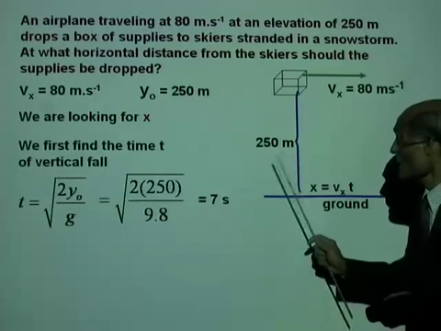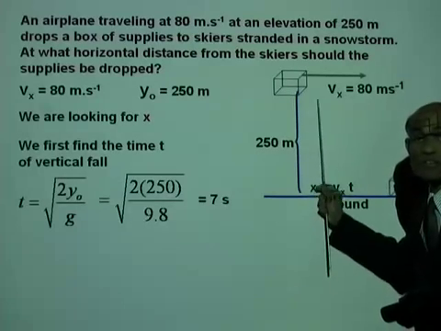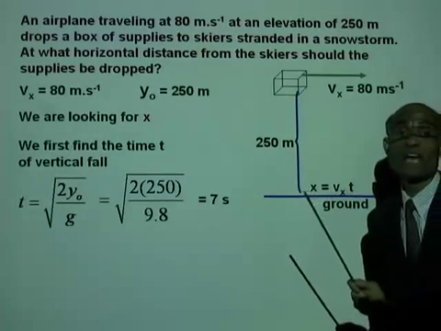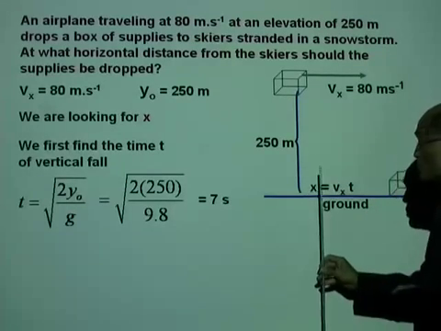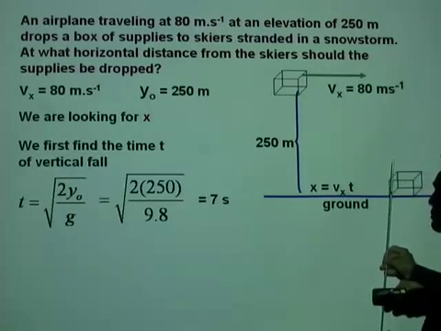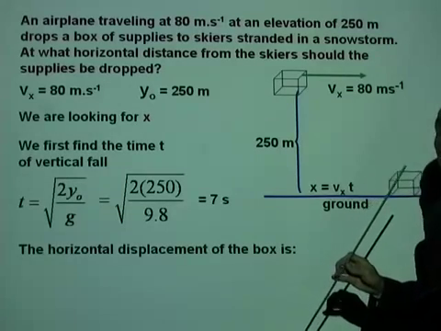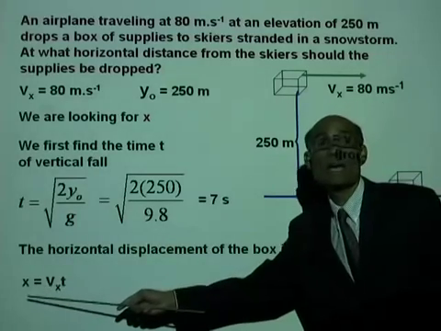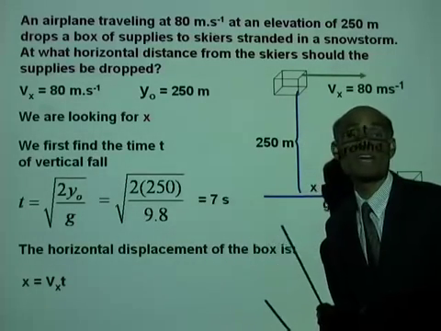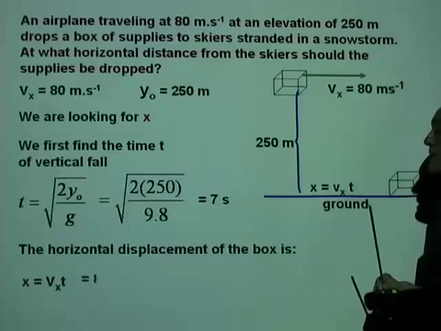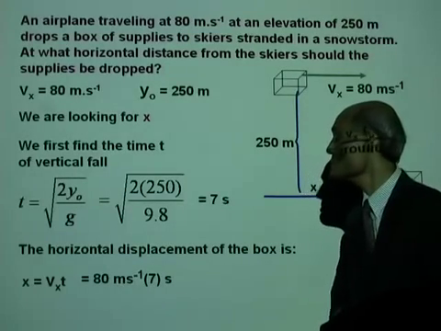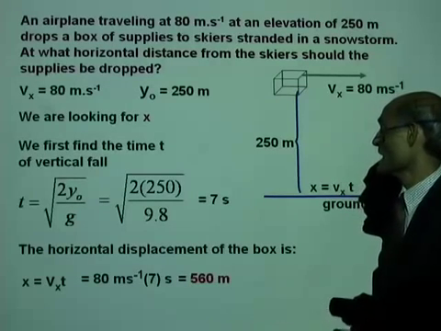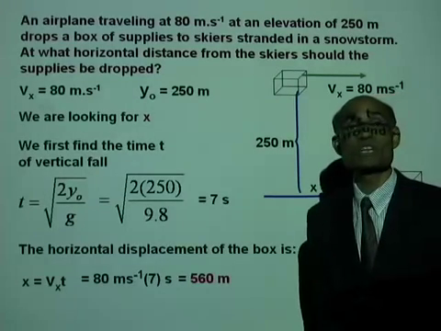So we use the values of y0 and g, and the time of fall is 7 seconds. And during these 7 seconds, it is traveling horizontally with a velocity of 80 meter per second. So what is going to be the horizontal distance the box will move? The horizontal displacement of the box will be x equal to Vx multiplied by that time. That will be 80 meter per second times 7 seconds. That is 560 meter.